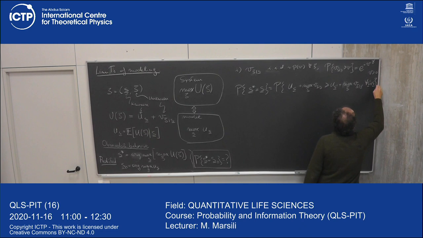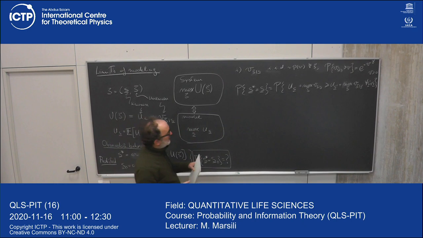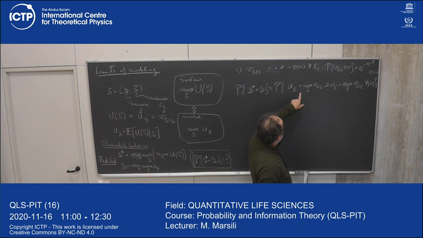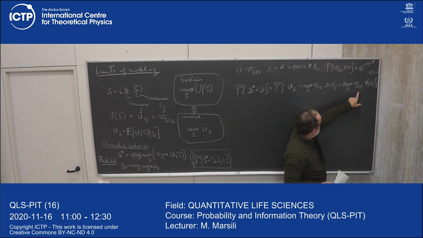Now, if S star is what solved this problem, then it should be true that this U of S plus the max of this should be larger than any other value that this thing can take for any different S prime.